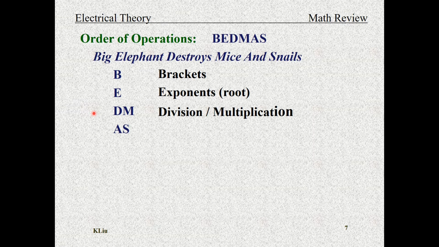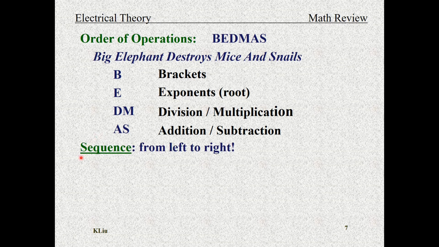D means division. M means multiplication. They are in the same level. A means addition, S means subtraction. They are in the same level as well. BDMS together here means we need to follow this order to do the calculations in a math expression, namely brackets first, then exponents including root, then division and multiplication, and lastly addition and subtraction. For the operations in the same level, we follow the sequence from left to right.